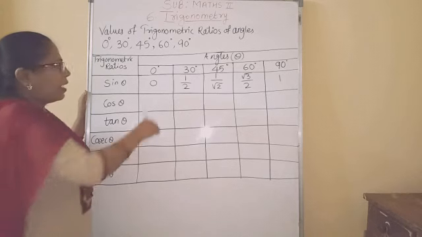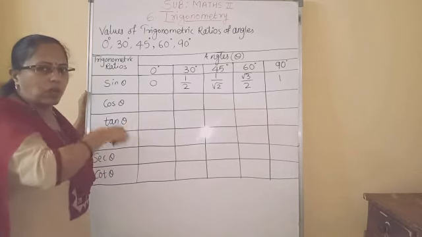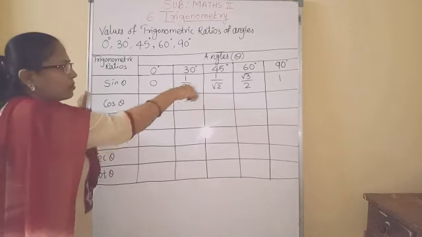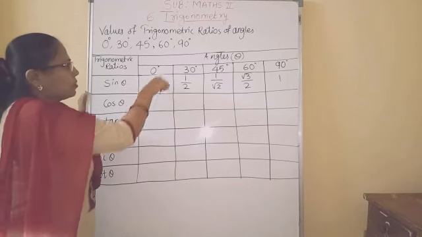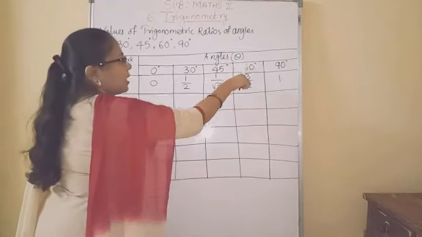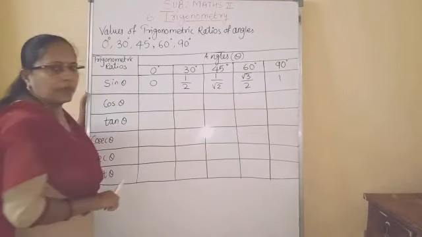How these values are calculated, that we already studied in 9th standard. So here we just wrote the values: sin 0 degree is 0, sin 30 is half, sin 45 is 1 upon root 2, sin 60 is root 3 upon 2, sin 90 is 1.